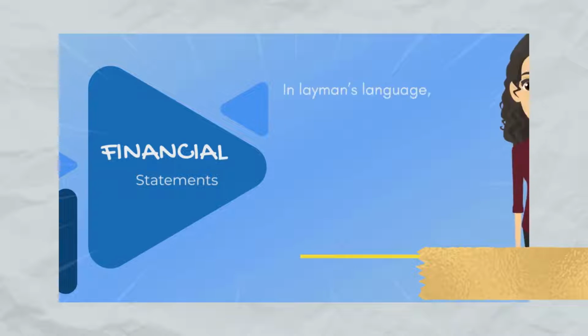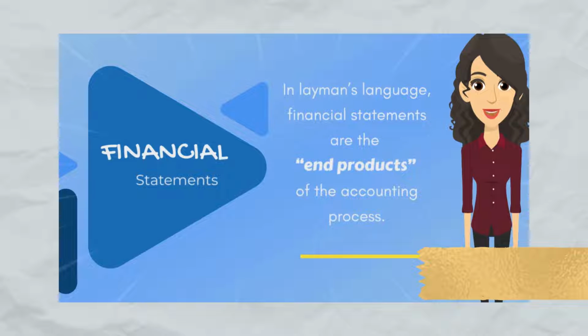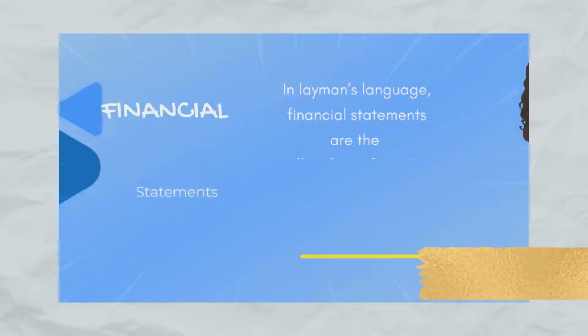In layman's language, financial statements are the end products of the accounting process. This refers to the accountant's report based on the data gathered, accumulated, and processed in financial accounting that are periodically communicated to a variety of users, particularly the owners and the creditors.